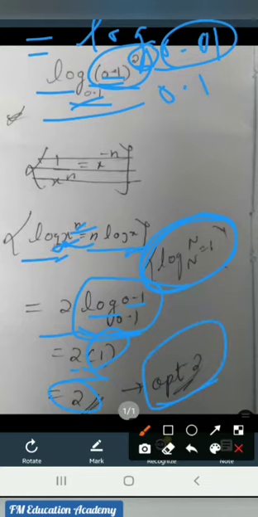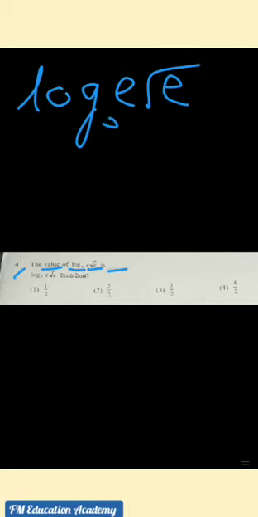Okay, moving on to fourth question. The question is, the value of log e root e to the base e is. What is the question? You have to write the value of log e root e to the base e. Okay, now we know that we don't have any formula with root e, log root e. So what we will do is we will convert this root e in the form of exponential form.